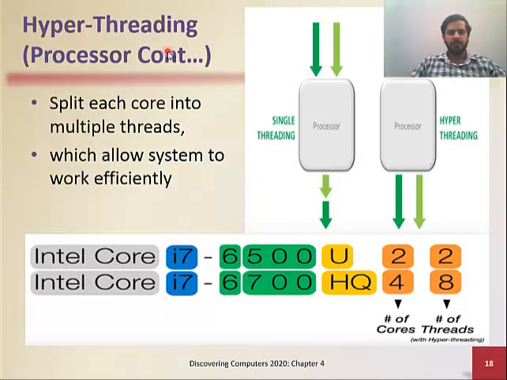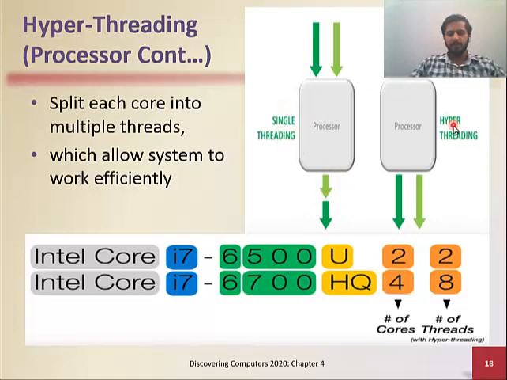The second attribute is hyper threading. I'm discussing the attributes of the processor. Hyper threading is a technique in which the core is split into multiple threads. You have two pictures available here. The first one is single threading, and the second one is hyper threading. What is happening here is that there is an input into your processor, and you have only one output path for the results. That is the single threading technique.